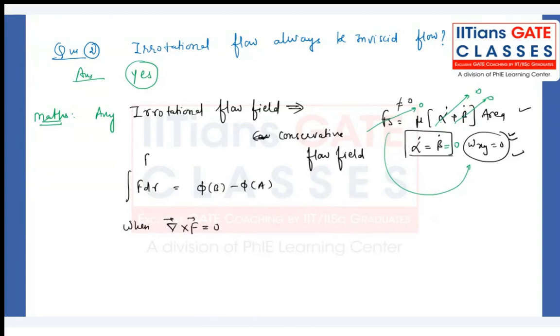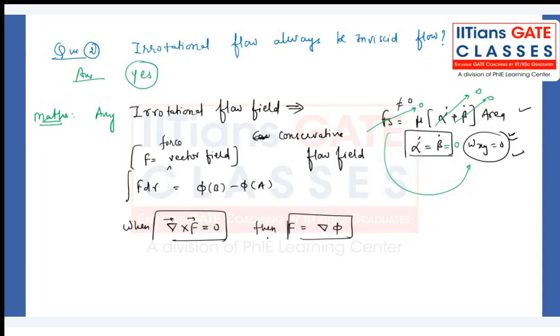Let's say F is any vector field. I'm not talking about only the velocity field. Let's suppose here we are talking about the force vortex field. And del cross F is 0 means what? Curl of the vector is 0. When curl of any vector is 0, we know that is like an irrotational case, right? Whenever del cross F is equal to 0, then we can write that vector F as the gradient of phi, where phi is a scalar quantity.